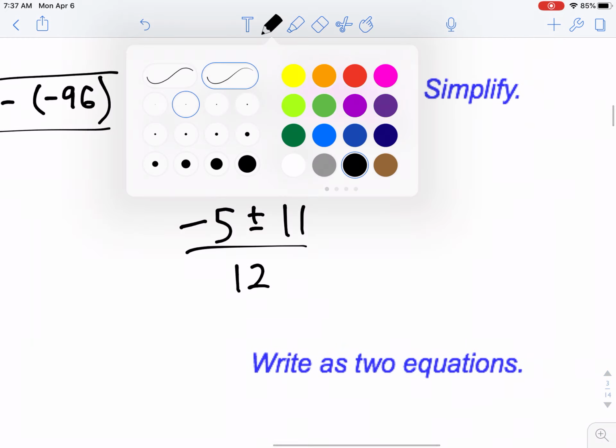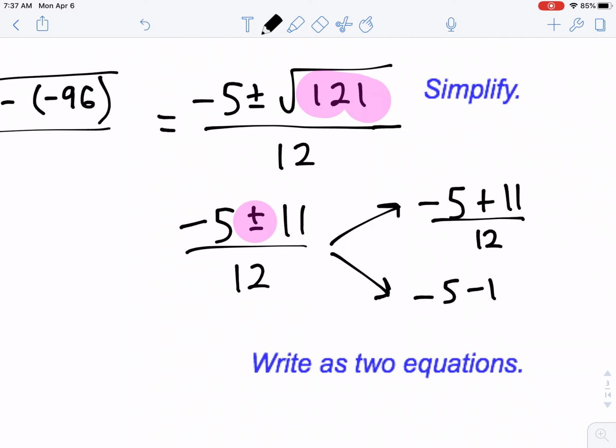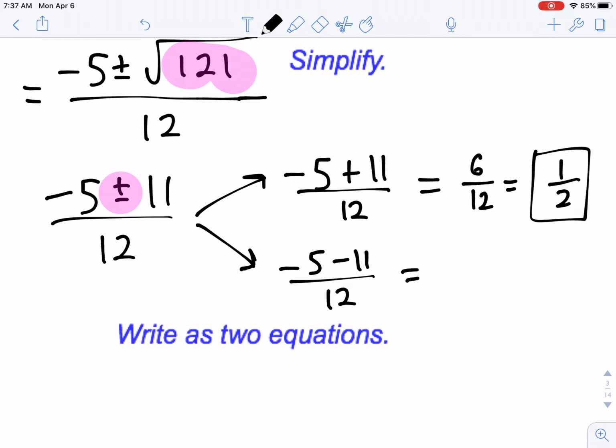Now, here's the main question that you're probably wondering. What is this plus minus symbol all about? That plus minus symbol represents two separate scenarios. It represents negative 5 plus 11 over 12 and negative 5 minus 11 over 12. You split it up into two separate scenarios, two separate equations, one with the plus and one with the minus. And then you simplify. Negative 5 plus 11 is 6 over 12, which simplifies to 1/2. And then negative 5 minus 11 is negative 16 over 12, which simplifies to negative 4/3.